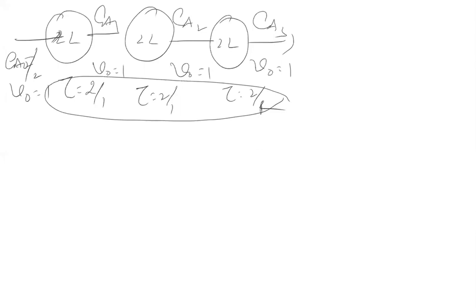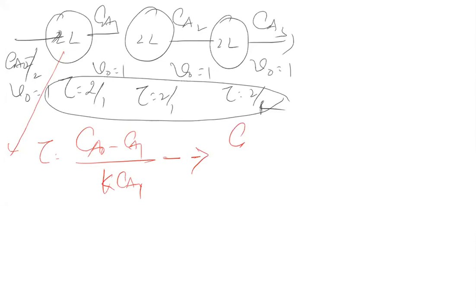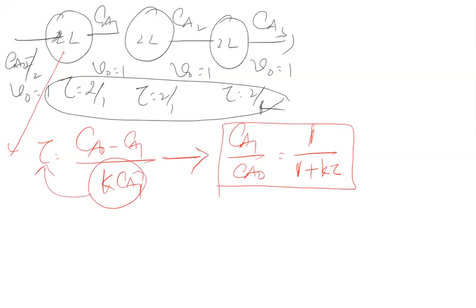So then for the first reactor, if you write the balance, what do you get is tau equal to, I am writing a concentration balance, CA0 minus CA1 divided by K into CA1. So from this equation, if we simplify this one, what do you get? CA1 by CA0 equal to 1 by 1 plus K into tau. Clear? So if you take this term this side and simplify, what you get is CA1 equal to CA0 into 1 by 1 plus K tau.